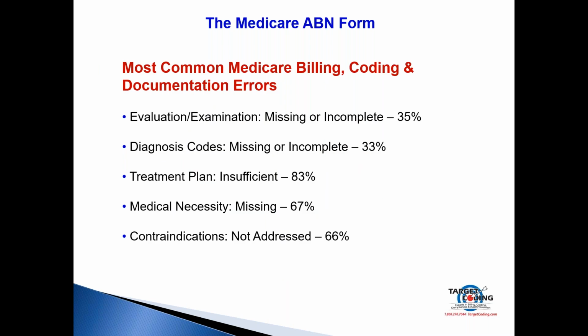If you're looking for statistics, a lot of our clients are into stats. So here are some stats. These are the most common Medicare billing and coding errors. Your exam, missing or incomplete, 35% of the time. Diagnosis codes, 33%. Treatment plan insufficient, 83% of the time.